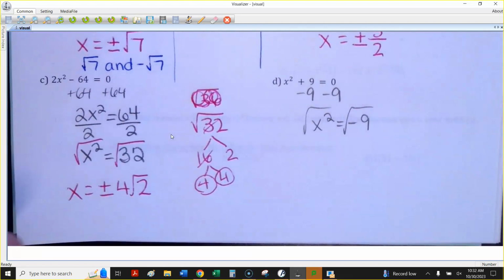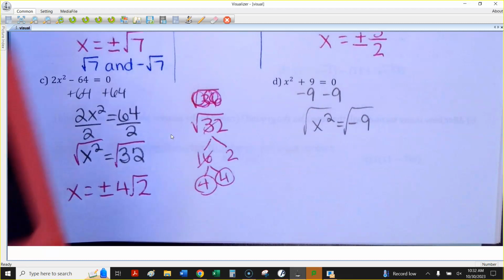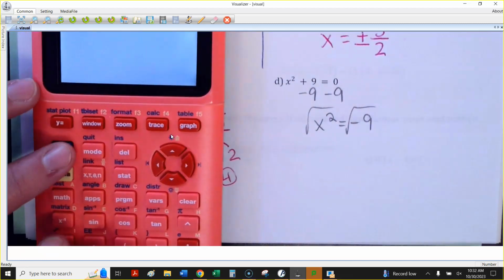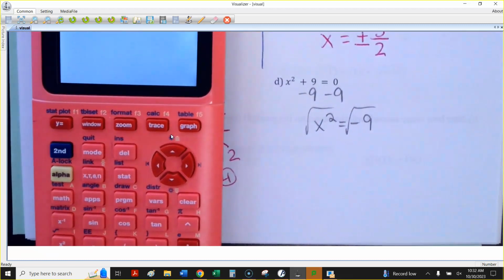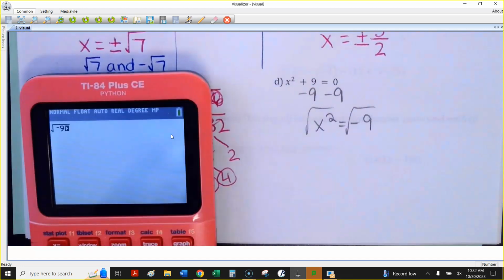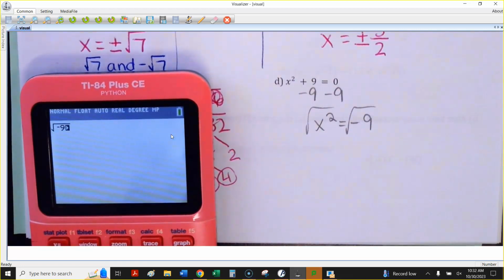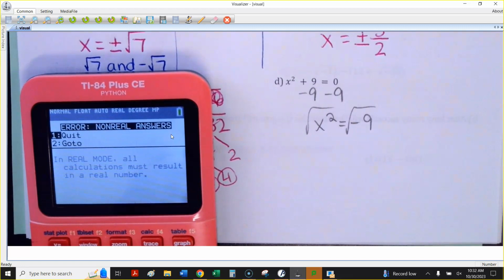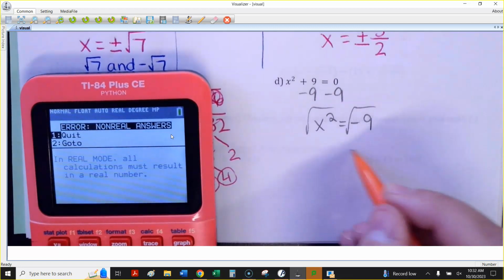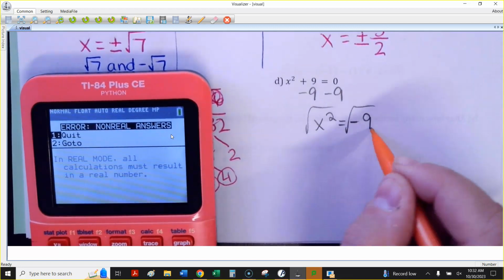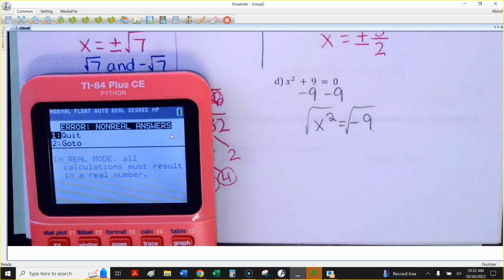If you actually tried to do this on your calculator, square root of negative 9, you're going to see, on any calculator you have, this should give you an error message. When you take the square root of something, it's 2 numbers multiplied together to give you whatever's under the square root. There is no way in a real number situation that you could get 2 numbers to multiply to get you negative 9, right?